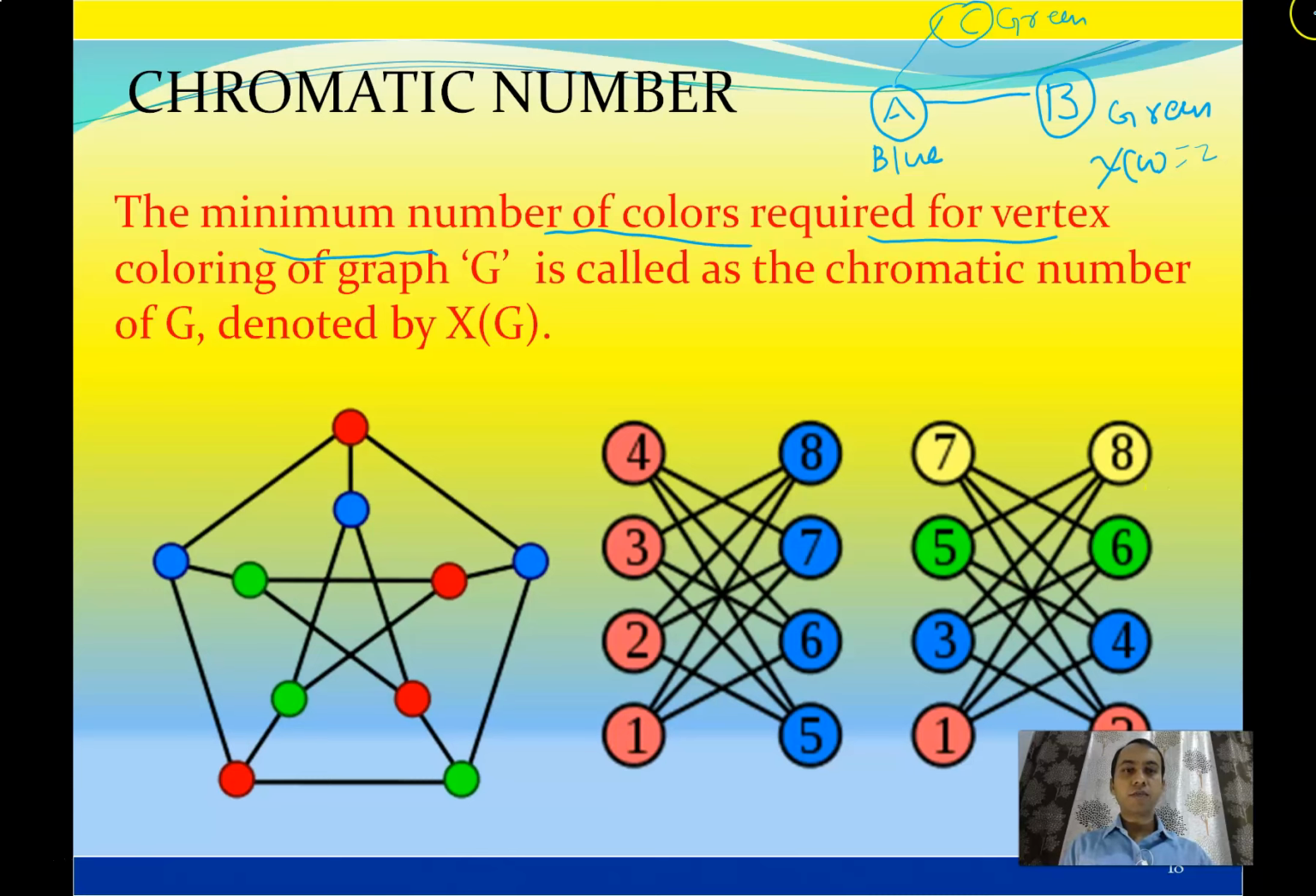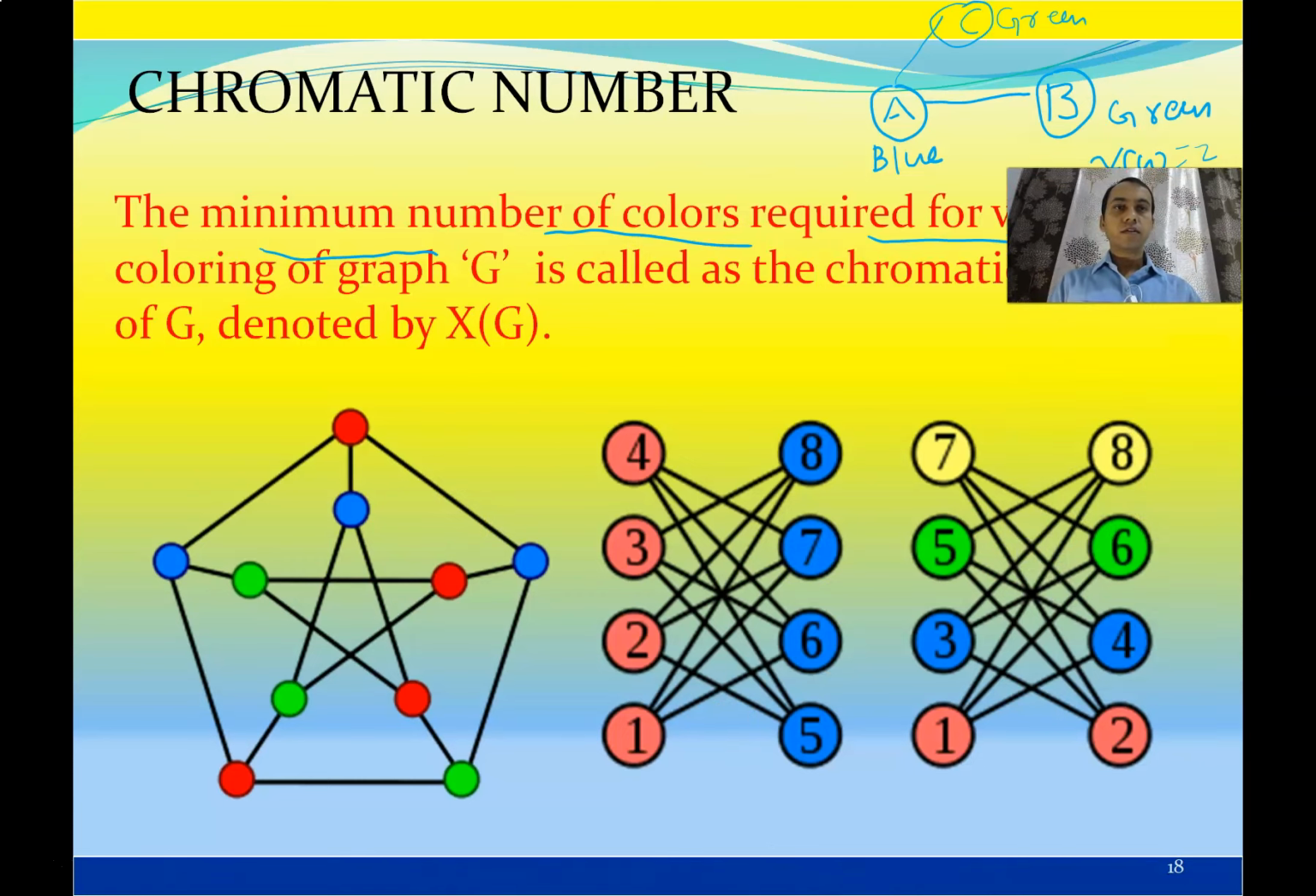So how to find the chromatic number? See here. To find the chromatic number of a graph, suppose for this graph 1 is written here, and next we write 2. Again you can't write 2 here, so we write 3. So in this way you have to arrange all these things to find the chromatic number of a graph.